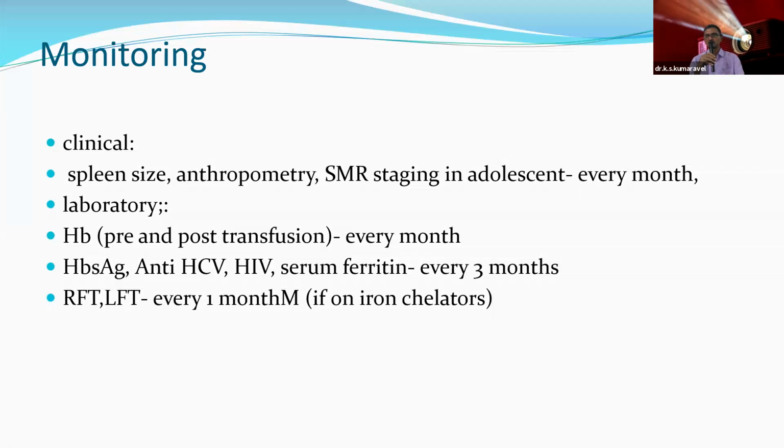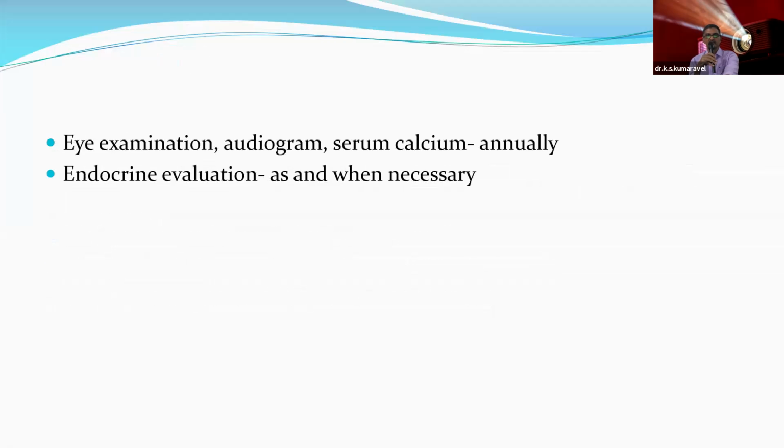What is SMR? Sexual maturity rating. It should be done every month. You will have to look for delayed puberty, and it has to be attended to. The hemoglobin should be monitored every month, pre and post transfusion, and blood-related infections should be monitored. LFT and RFT should be done if the child is on iron chelation. Apart from them, you have to do the eye examination, audiogram, and serum calcium annually, and endocrine examination should be done as and when necessary.